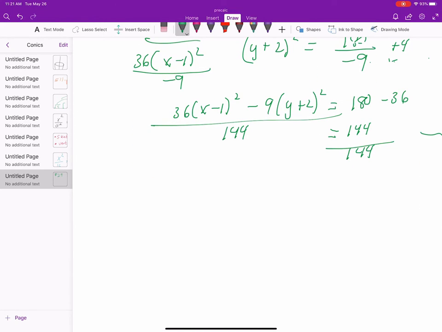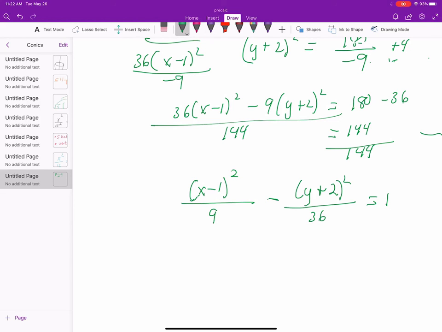This is going to reduce, which is good. So we're going to get an x minus 1 squared over 9, since 36 to 144 is going to be a 9. Minus y plus 2 squared over 36, and that's going to be a 1 there because we're dividing 144 by 144. Hey, there it is. We did it. Okay, so we got that one, and now we're ready to go.